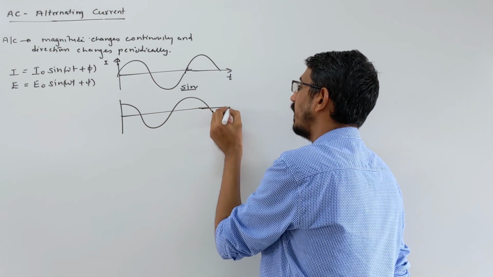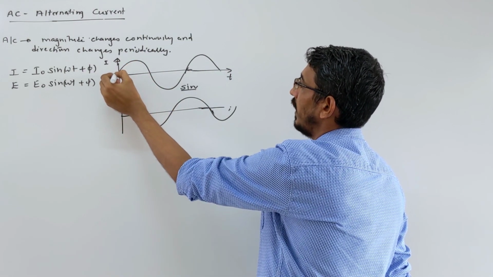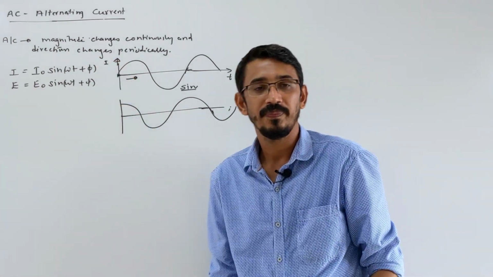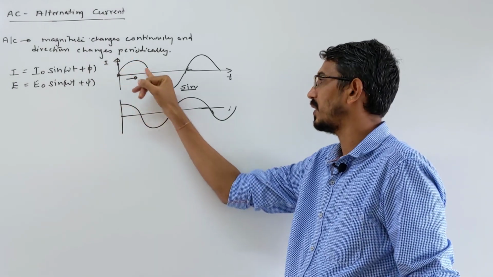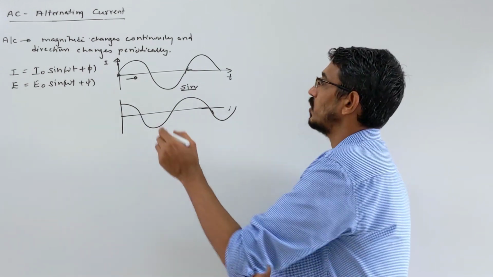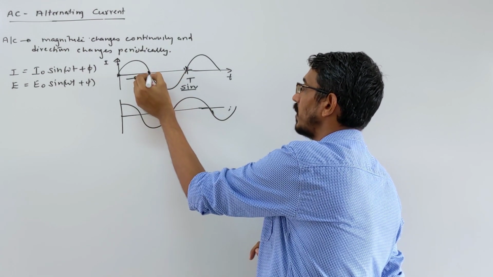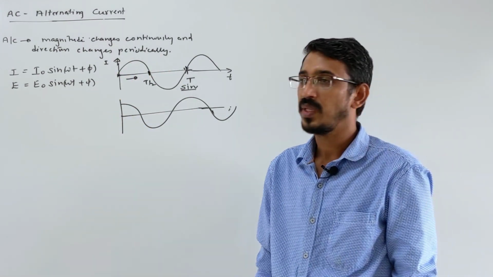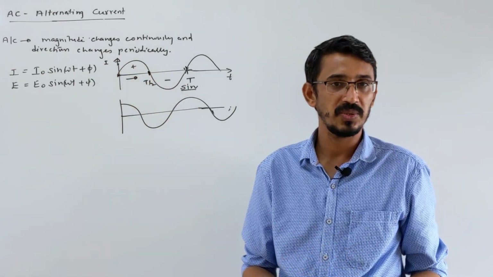Look here, this is the magnitude of the current on this timeline. With time you see the magnitude changing continuously, increasing, decreasing, increasing, decreasing, and the direction changes after a fixed time interval. Suppose this is one complete wave, with time period T. After every T by 2, the direction of the current changes. One time it is positive, then the other time it is negative, the opposite direction.